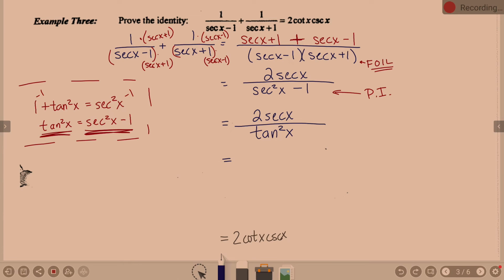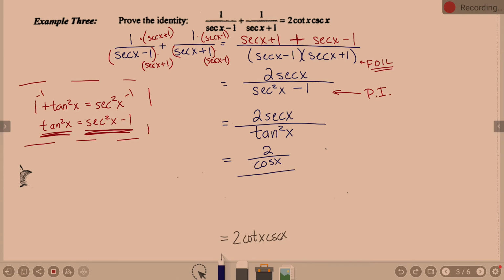Okay, so first of all, 2 secant x. What do we know about secant? Secant is the reciprocal of cosine, right? So 2 secant x, what if I say 2 secant x can be really written as 2 over cosine x? Agreed? Because the 2 is a whole number, right? So 2 has to stay on top. If you put it to the bottom, it becomes 1 half, and you're changing the problem.